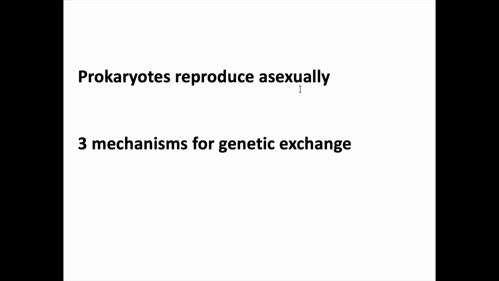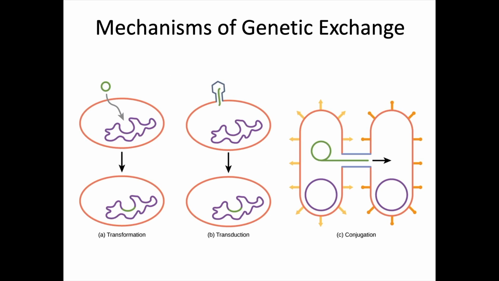Diversity is very important for evolutionary fitness. So in the absence of sexual reproduction, prokaryotes instead have three distinct mechanisms for what we can just broadly call genetic exchange: mixing up genetics, getting new genes, that kind of stuff. These three things are called transformation, transduction, and conjugation. Let's go through these one at a time.